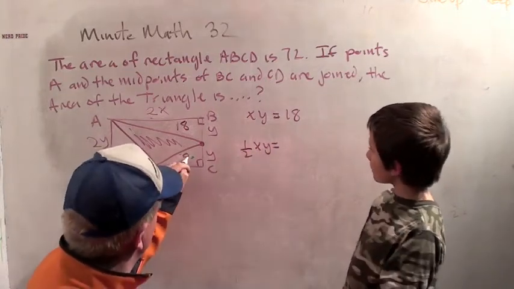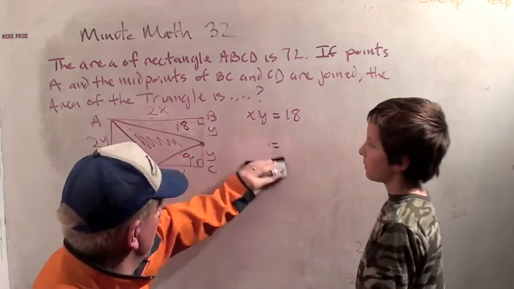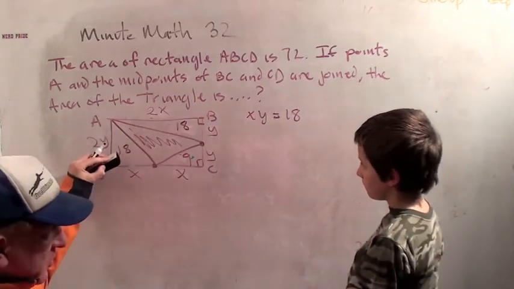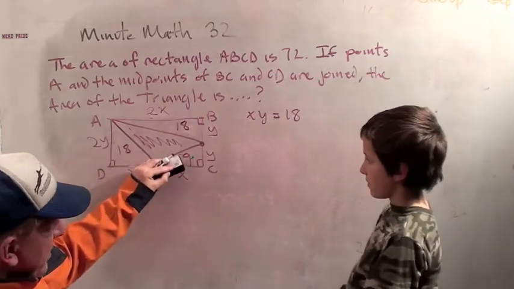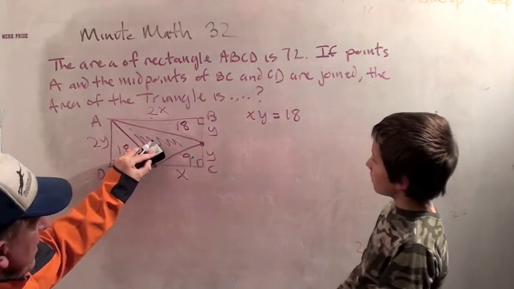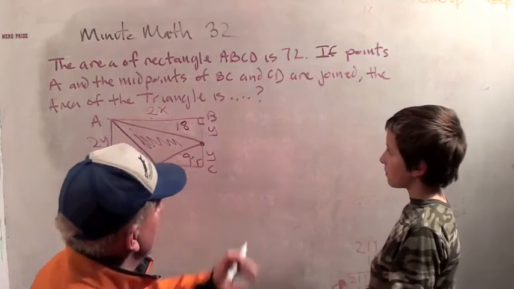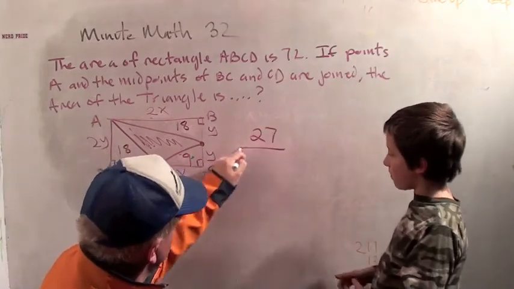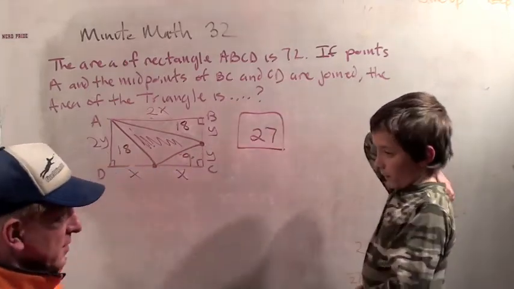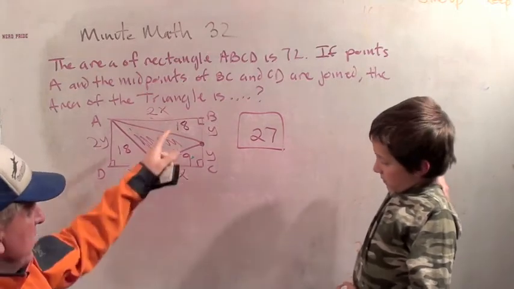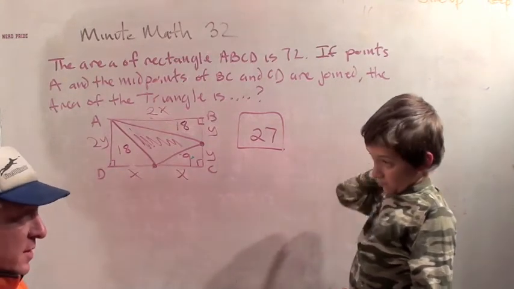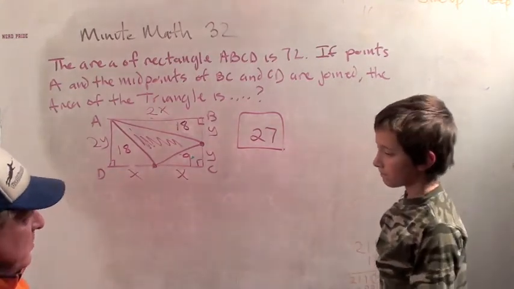So I get 18 plus 18, which is 36. Plus 9, which is 45. So the area of this triangle is 72 minus 45, which is just 27. 27 again. Look at that. Good thing we got the same answer both times. Not only did we get the same answer both times, the areas of these triangles were all the same both times, right? Pretty cool.